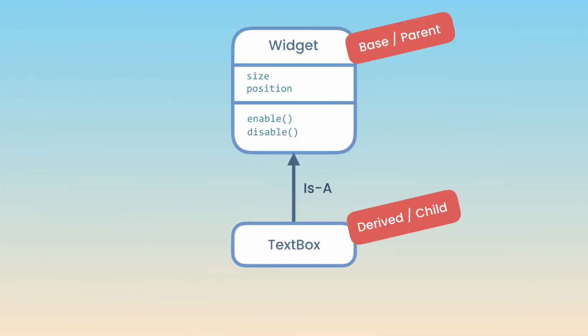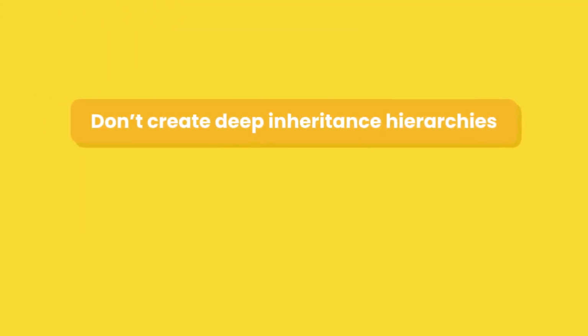So with inheritance, we can reuse code and achieve polymorphic behavior. That's great. But as I always say, too much of a good thing can be a bad thing. So don't create deep inheritance hierarchies. This is a common mistake amongst people who start out with object-oriented programming. They abuse inheritance and create deep, complex, and fragile hierarchies that easily break.